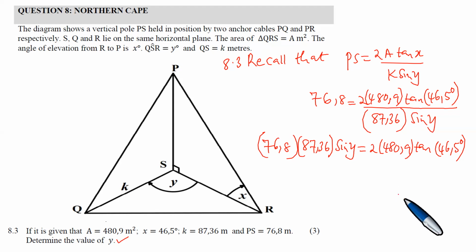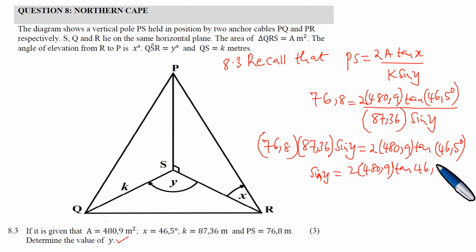To get the answer, we must move these two to the other side by division. So we shall have the trigonometric sine of y equals 2 into 480.9 times the tangent of 46.5 degrees, divided by these two, 76.8, multiplied by 87.36. Okay, we get this.